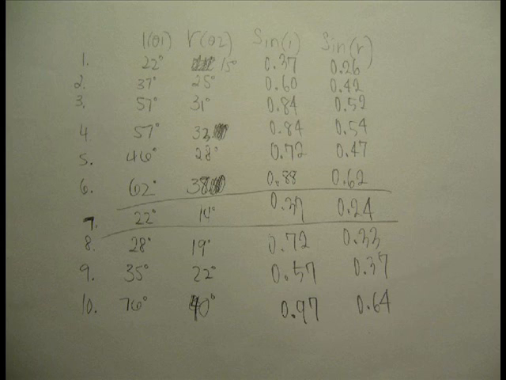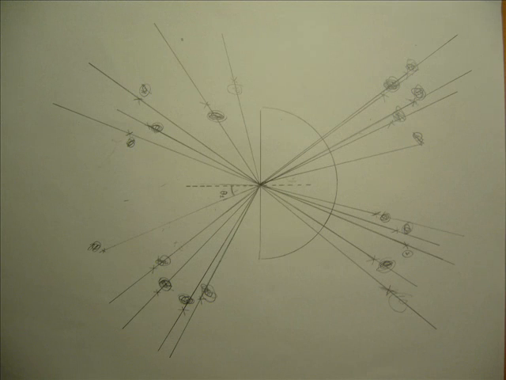Find the sine of the angle of incidence and the sine of the angle of refraction in your calculator, and record each measure. Repeat this procedure 10 times for at least 10 to 11 sets of data. Once you're done, your diagram should look something like this.